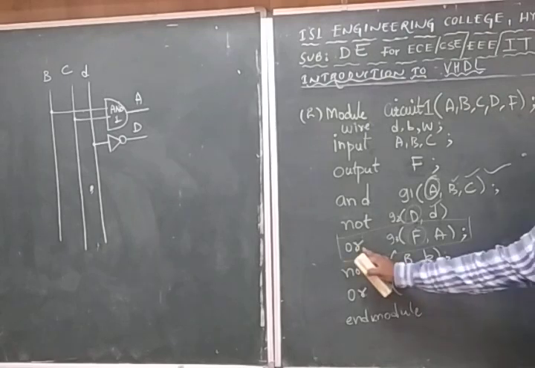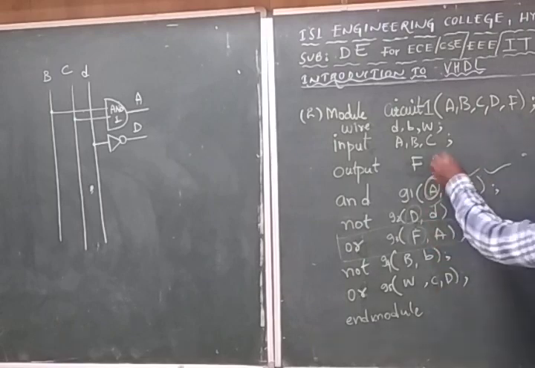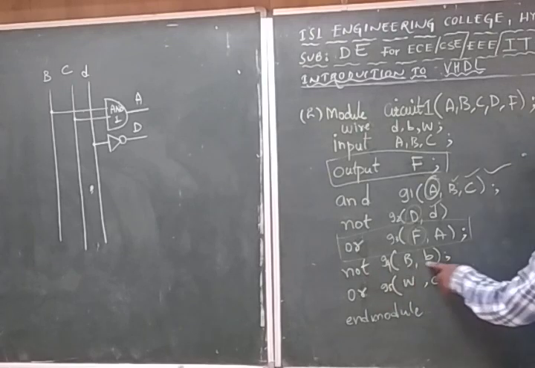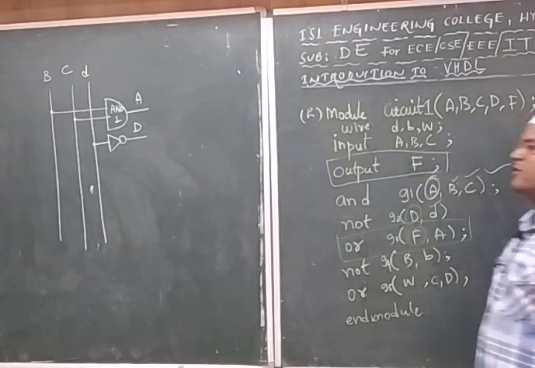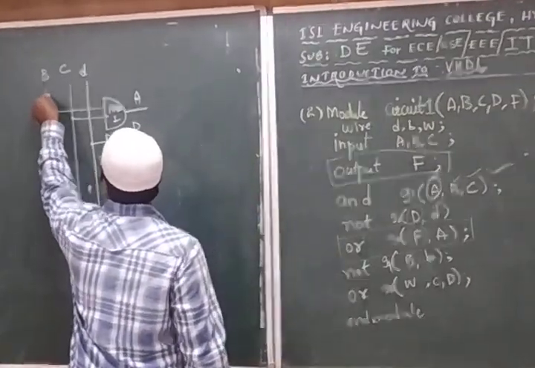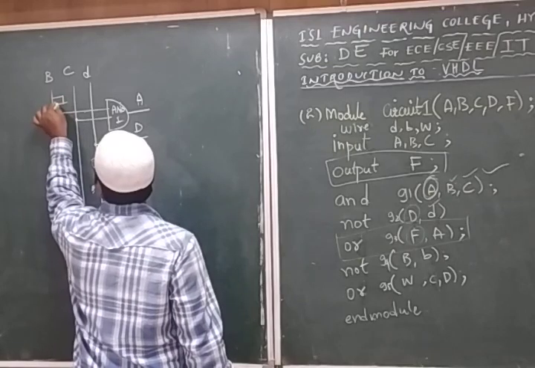OR gate. The OR gate has the function F. That should be at the end. Why at the end? Because this is your actual F function. That should be drawn at the end. Next, NOT gate G4: B comma small b. So I need to connect the NOT here. B is the output. This is your small b. So I'll connect it here.